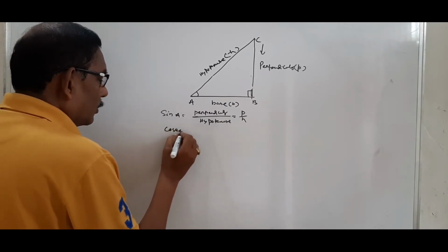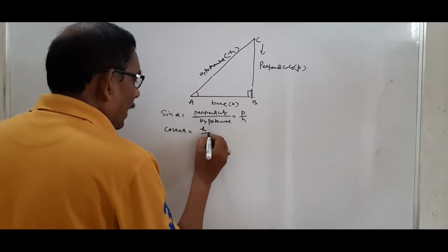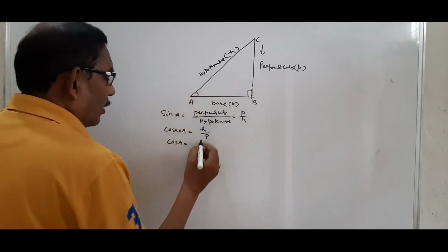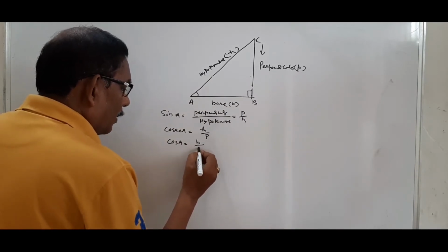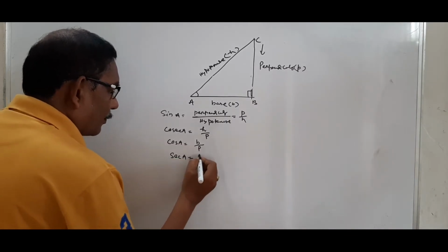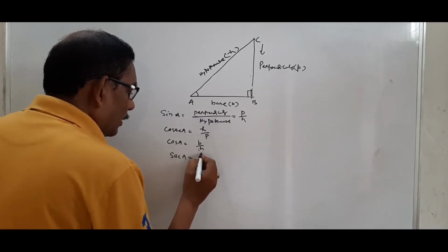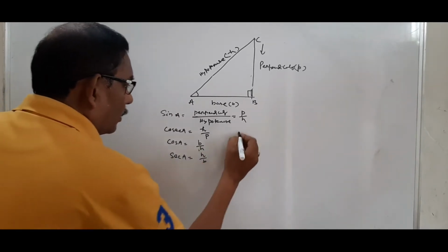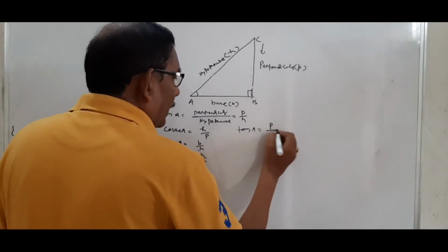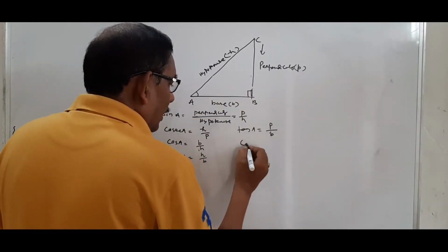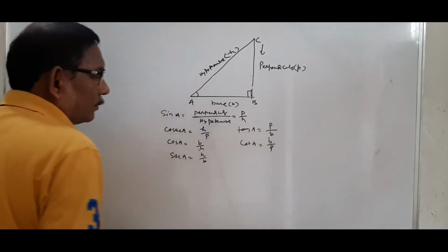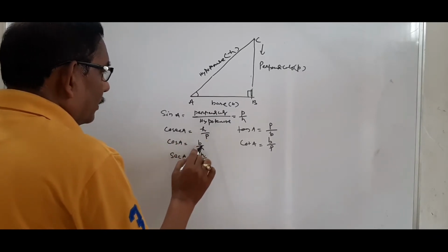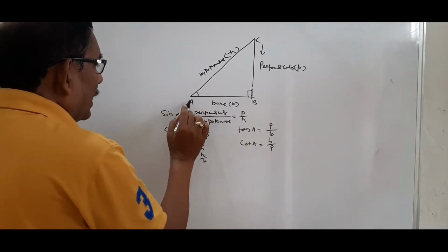Similarly, cosec A means H by P. Then cos A is base by hypotenuse, B by H, and sec A is H by B. Now tan A is perpendicular by base, and cot A is equal to base by perpendicular, B by P. Cosec A is H by P, the reciprocal of P by H, if you take A as the base angle.